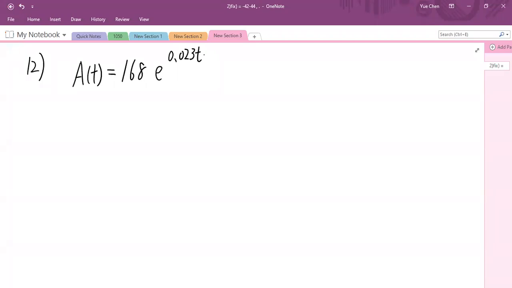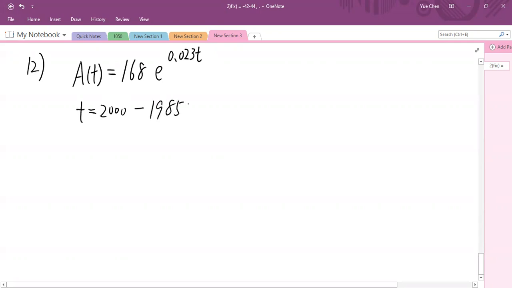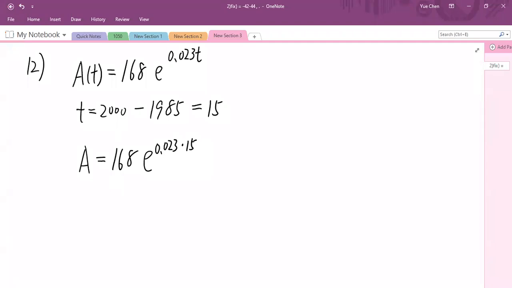So estimate the population in the year 2000. T equals 2000 minus 1985, which is 15 years. Then we plug in. So the population would be 168 times e to the 0.023 times 15. You can use your calculator directly, but don't forget the parentheses for the exponent.